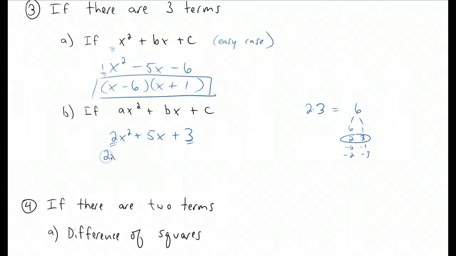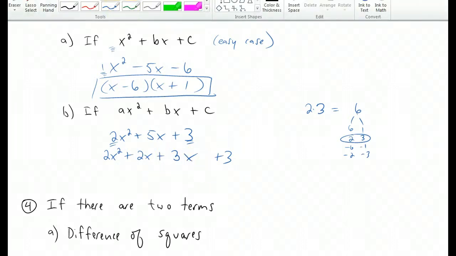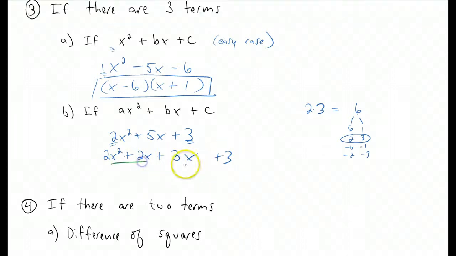So what you do is you copy your first term down, you copy your last term down, and we actually split this middle term up into 2 pieces. How do we know what 2 pieces to use? How do we know that it's 2x plus 3x? Well, we use the coefficients from the factors that added up to the middle term here. So now you have 2x squared plus 2x plus 3x plus 3, and we have ourselves 4 terms now, and this is a factor by grouping.